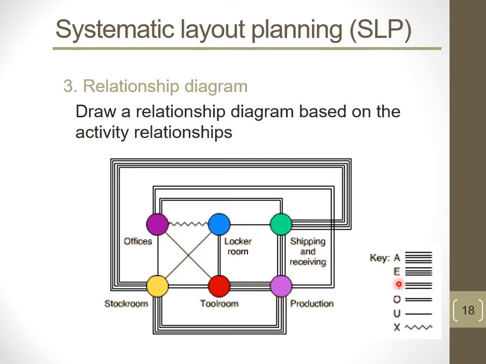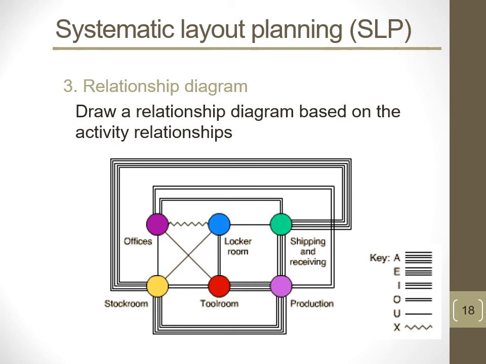For I, important, we use 3. For O, we use 2. And single, and if two departments are undesirable, then we use a waved line. Okay? So, how do we construct this relationship diagram?